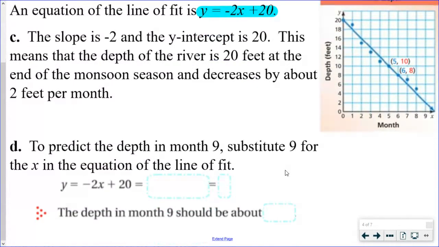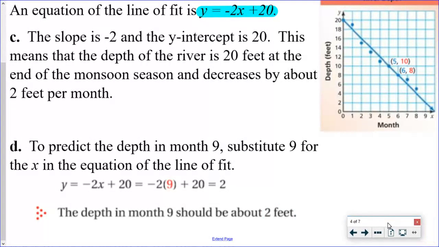To predict the depth in month 9, because months are X, we want to put 9 in for X. And that means I get a 2. So the depth of the river in month 9 should be about 2 feet. Okay? So that's predicting, but you have to know that months are X, so I put that 9 in for X.